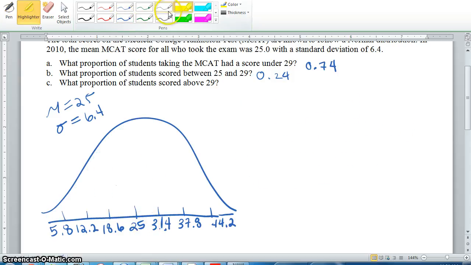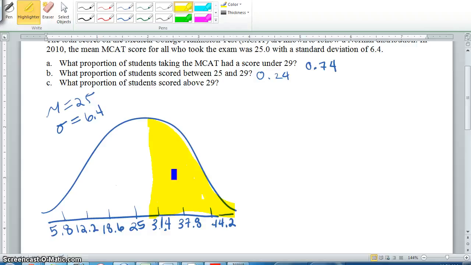Now for our last problem, we want to find the proportion of students that scored above a 29. So what does that look like? This is why it's important to always draw the distribution: this proportion above 29 is up here. Because this is a proportion that is just right above our mean, we know that this is going to be less than 50%. So how can we find this?